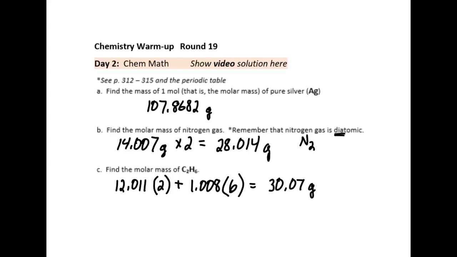If it was a single element like silver, we just use the number that's on the periodic table. If it's a compound like N2 or C2H6, then we use the masses of each element on the periodic table and multiply by the appropriate subscripts.